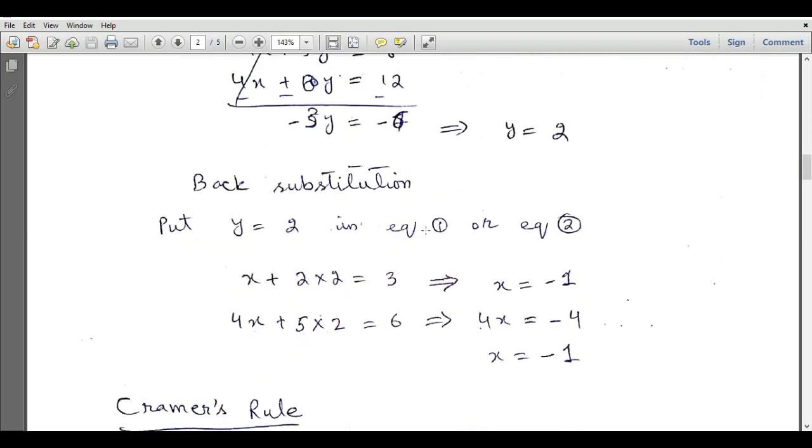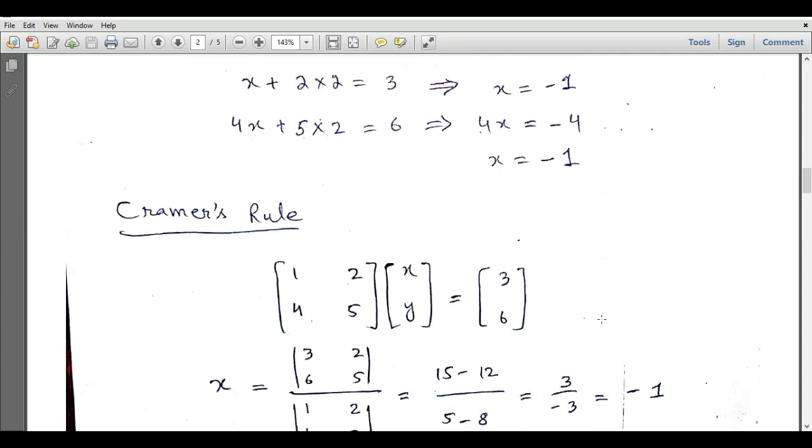So put y is equal to 2 in equation 1 or equation 2. So it will become x plus 2y equal to 3. So y is equal to 2. So x plus 4 is equal to 3. So x will be minus 1. Similarly, we can substitute this value in the second equation, and second equation is 4x plus 5y equal to 6. And upon solving this equation, again we will get x equal to minus 1. So this is one way of solving simultaneous equations.